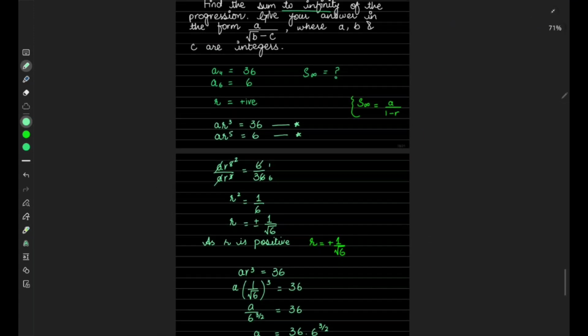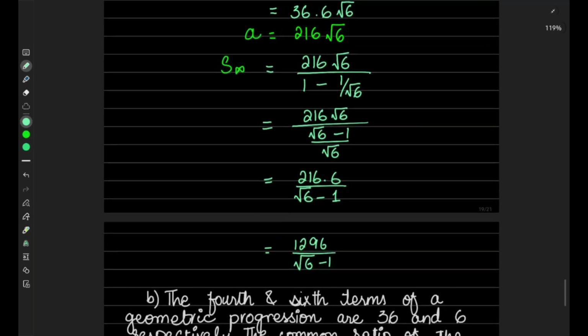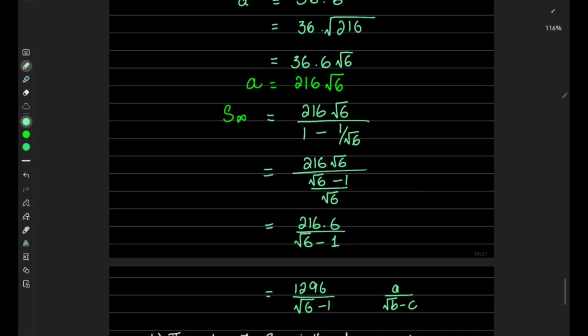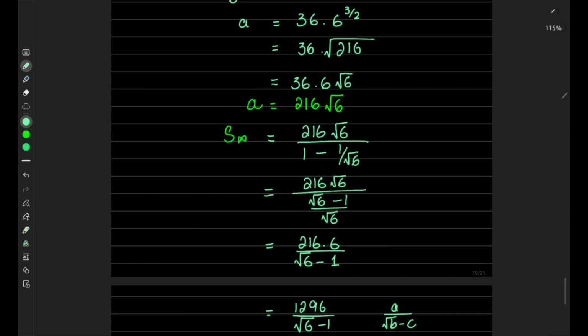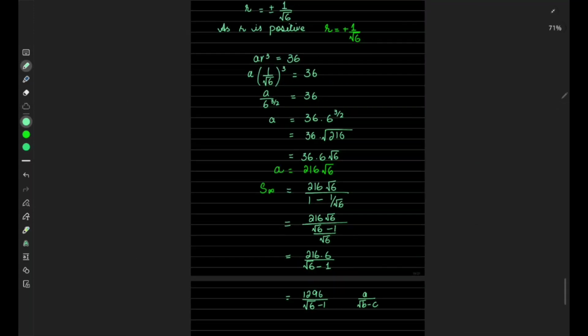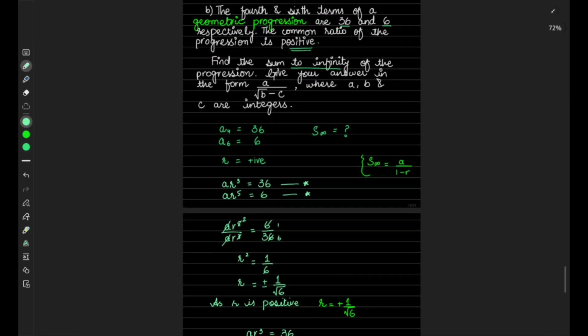They said a over root b minus c. So this is your whole working for part B. That gives you a equals 1296, b equals 6, and c equals 1. So this is your sum to infinity. So that's all about your question number 10 part B.